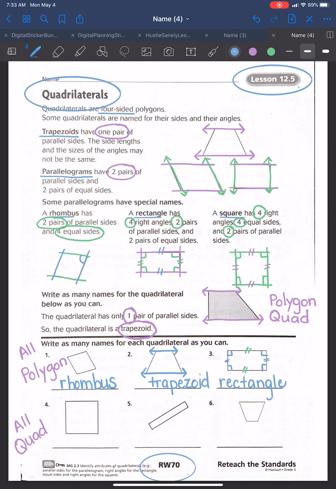It is a square because it has 4 right angles. It has 4 equal sides, and it has 2 pairs of parallel sides. That is what makes it a square.